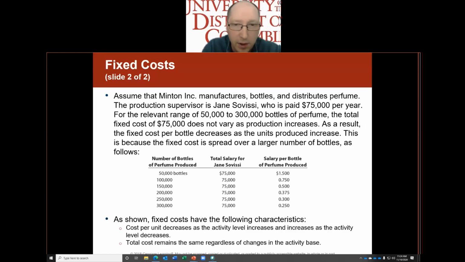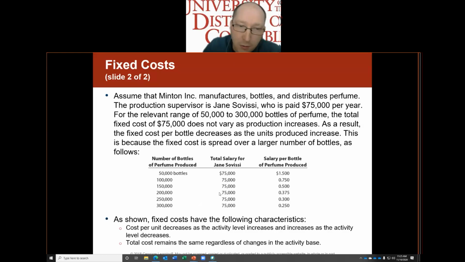But here's the interesting thing. As you know, with activity-based costing, I can allocate Jane's salary to each bottle produced. Okay? Her salary's still the same. She's still going to get paid the $75,000. But the cost per bottle will be a little bit different because I'm taking her salary and I'm allocating it to each bottle produced. So let's look at it from this example. We produced 50,000 bottles. Jane's salary is $75,000. That means it's $1.50 per bottle of Jane's salary that I can allocate to each bottle produced. But if I produce 300,000 bottles in that year, Jane's salary is still $75,000. I can allocate 25 cents to each bottle produced.